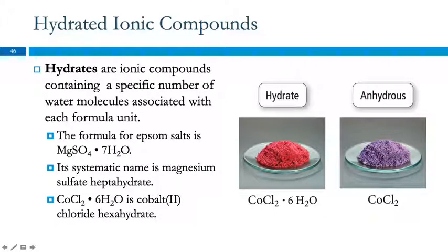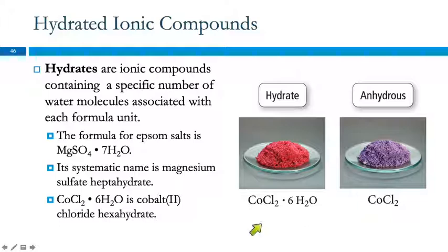Another type of ionic compounds are called hydrates. And hydrates are ionic compounds that have a specific number of water molecules associated with each formula unit. So this is different than an ionic compound that is wet or damp, because the water is associated in the crystal structure. And so these are called hydrates.